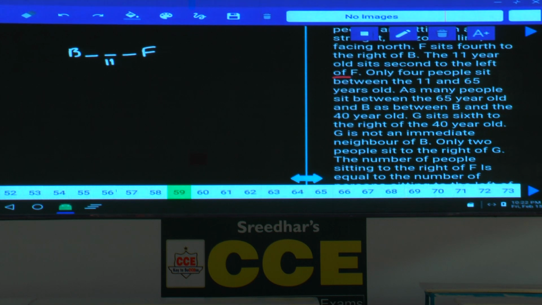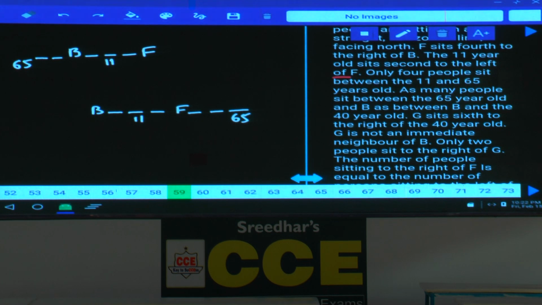Only 4 people sit between 11 and 65-year-old. How many persons are in between 11 and 65-year-old? There must be only 4 people. As 4 people are in between 11 and 65, 1, 2, 3, 4, the one who is 65-year-old must be here, isn't it? And what is the second case here? If B is here, 1, 2, 3, and this is F, and the 11-year-old, and in between, only 4 people between 11 and 65. Now to the right hand side of the 11-year-old, 1, 2, 3, 4, and the person 65 must be at this place. Are you following this one or not?